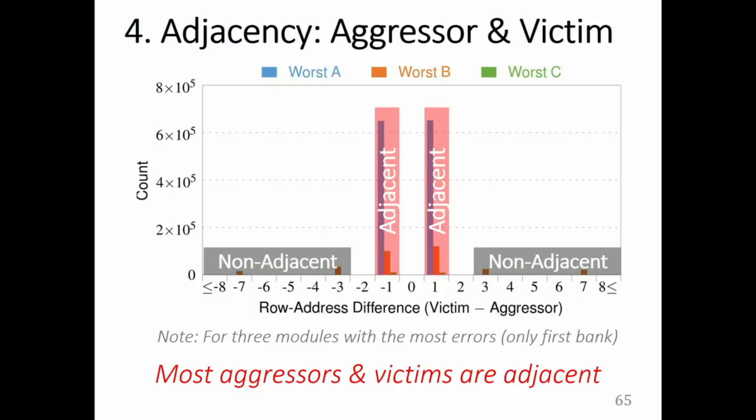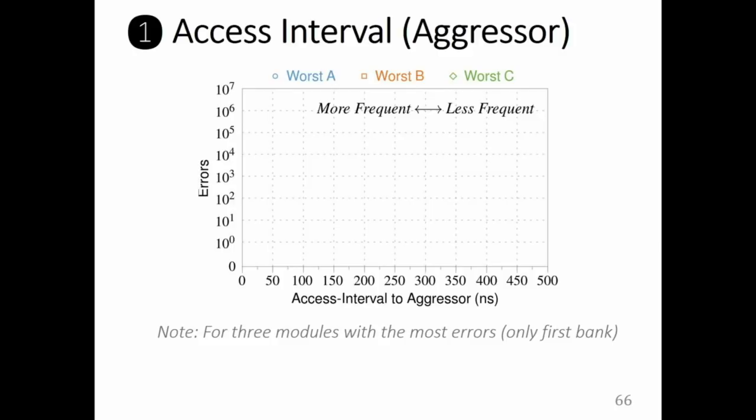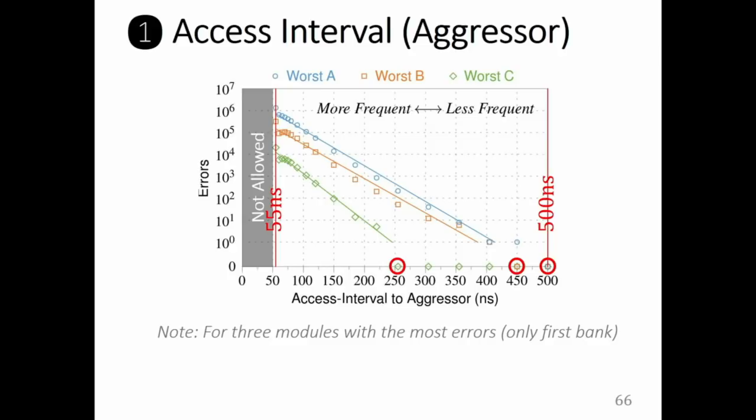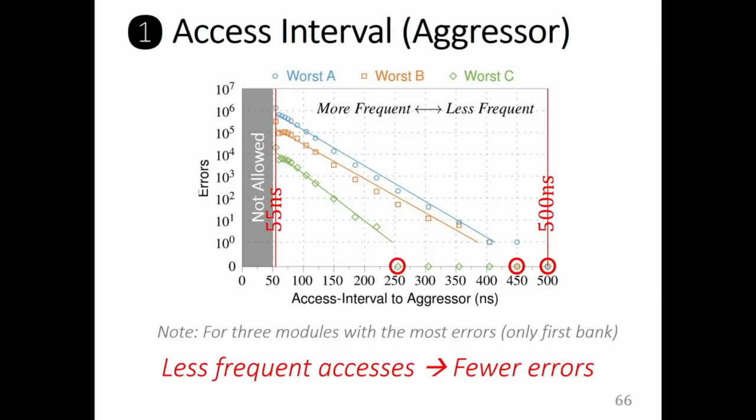So if you want to hammer really perfectly, or if you want to protect, you may want to know this address mapping. The access interval: today you can access memory every 55 nanoseconds. That's the tRC, row cycling delay, for a single bank. If you actually prohibit this, you can get rid of the errors. Clearly, this is one solution. You can throttle the accesses to memory by reducing the access rate. So this is clear. You can do that. This is not a good solution, I believe, because this reduces your performance, clearly.